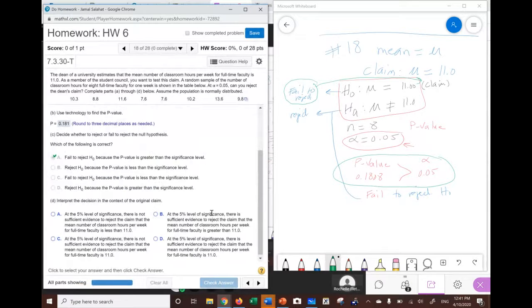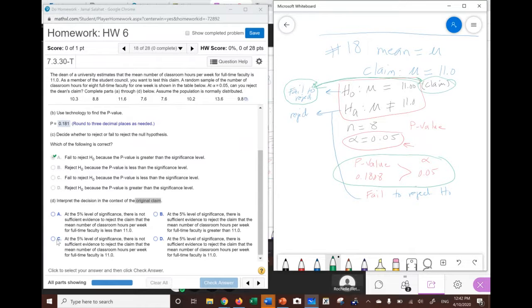The last thing in here is, what about the claim itself? What should we do to the original claim? Should we accept it or reject it? Notice that the claim is H note, which is not rejected. So at the 5% level of significance, there is not sufficient evidence to reject the claim, A says, and we'll continue the rest of A later.